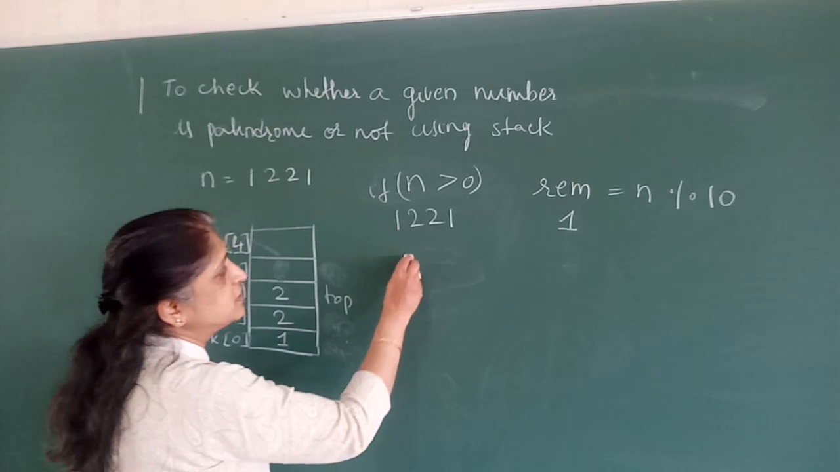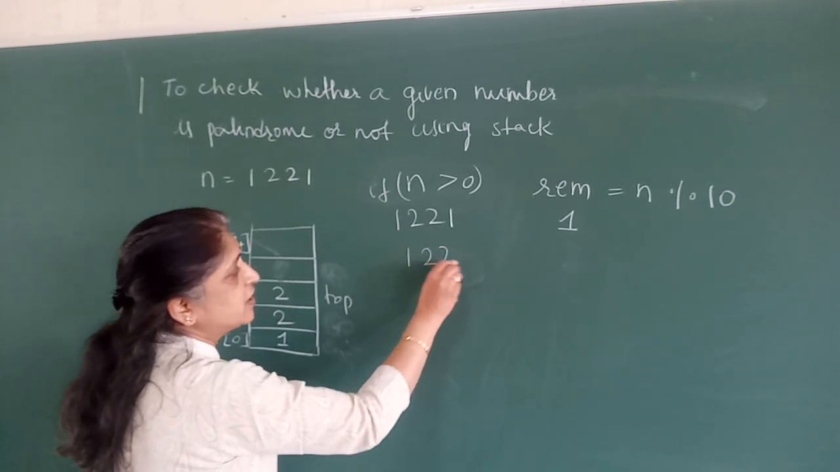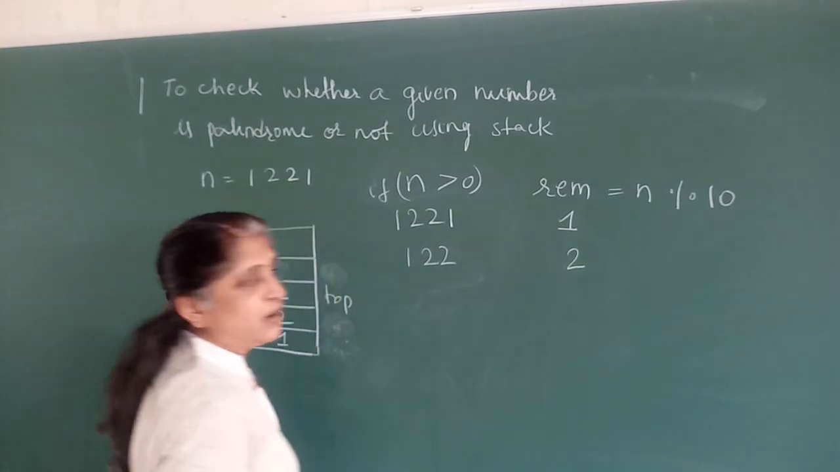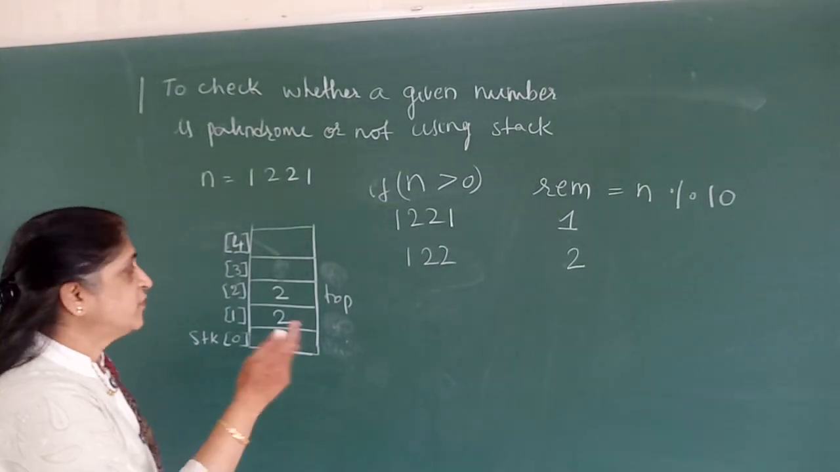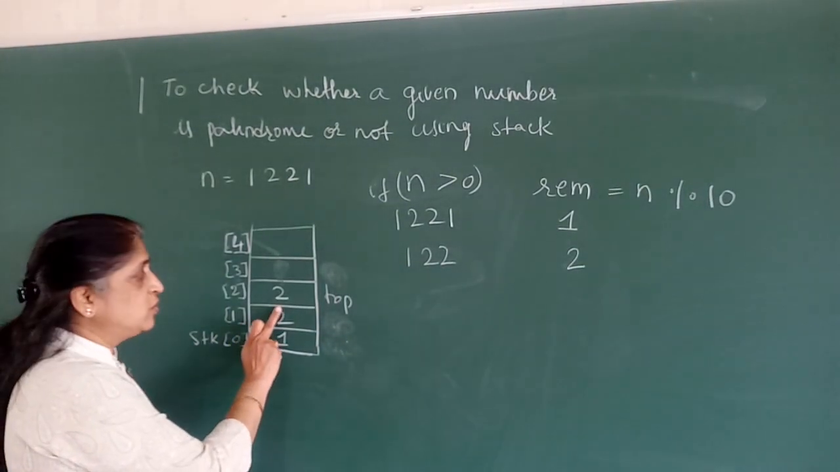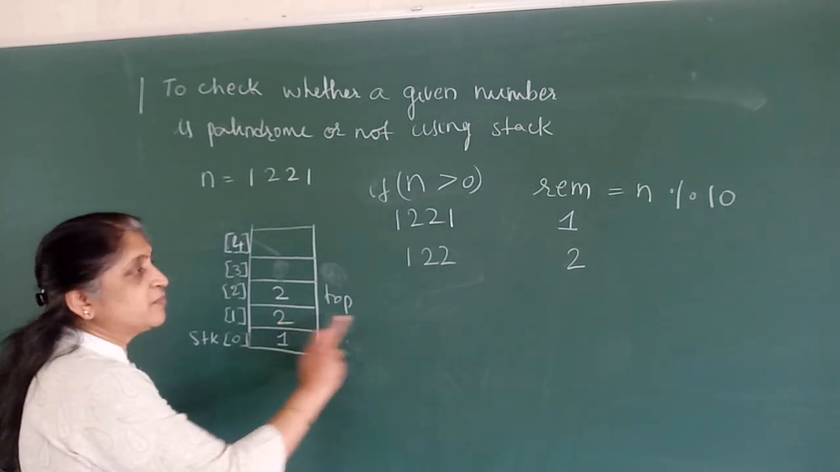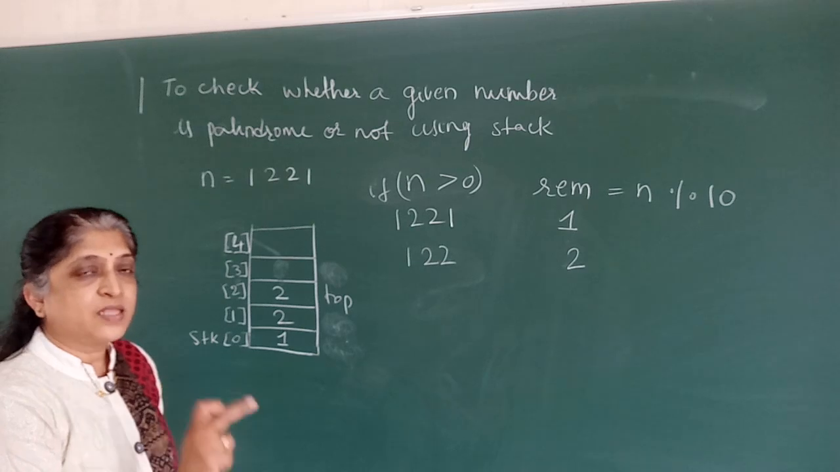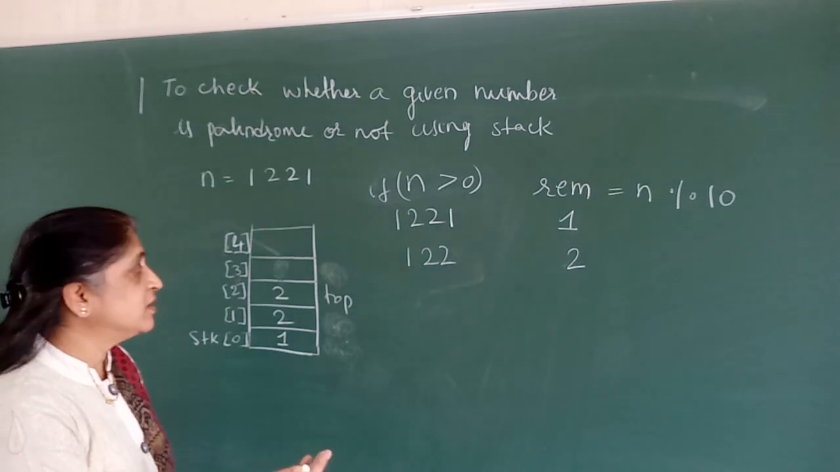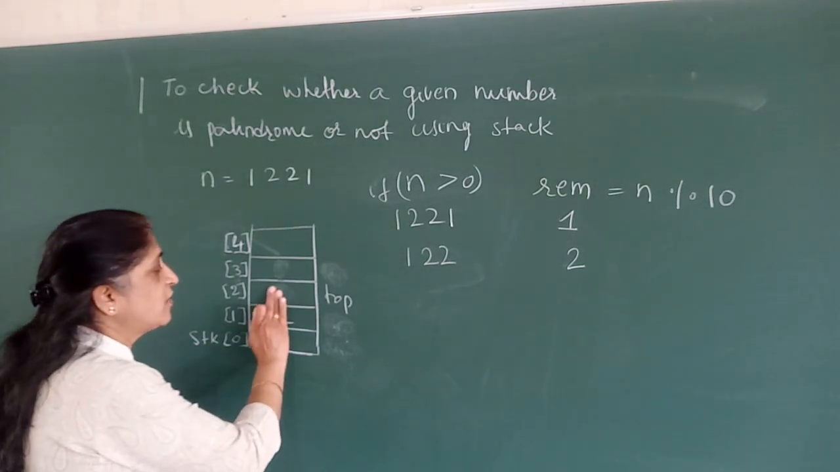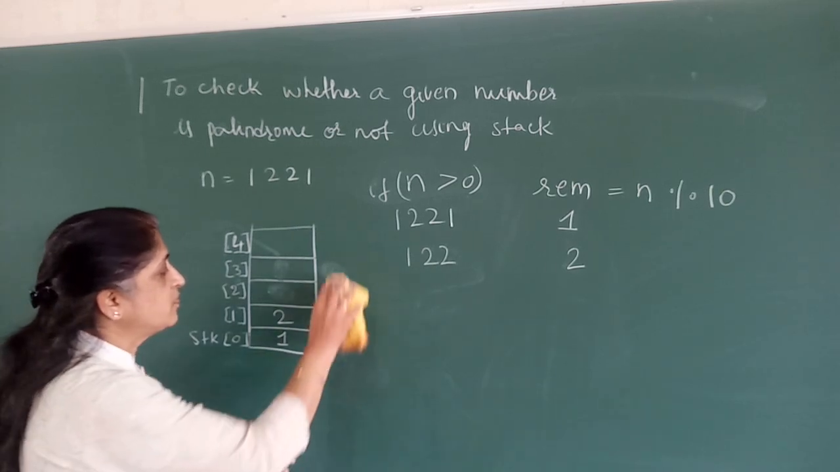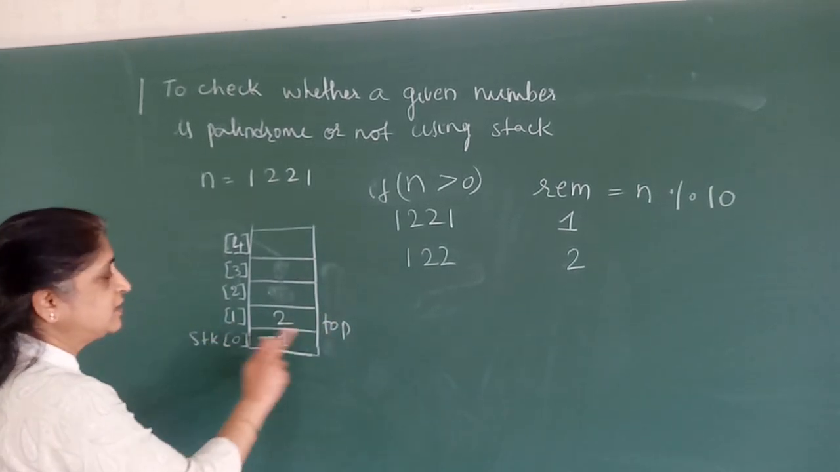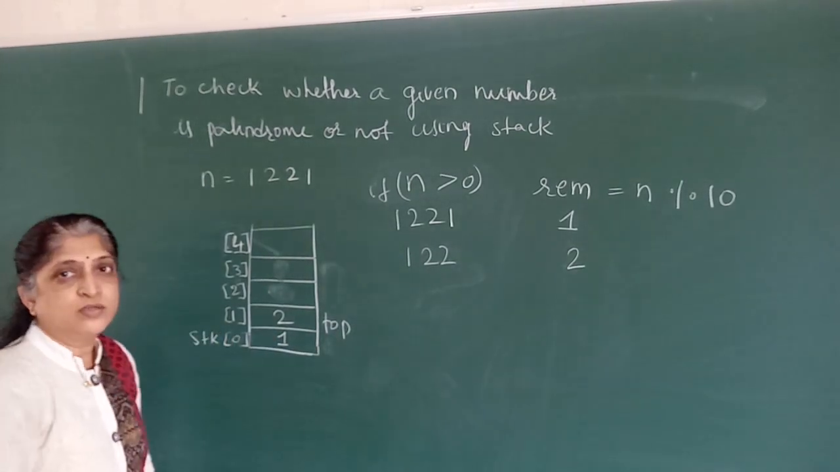Perform the same operation, divided by 10, that is 122. Perform the mod operation, you get a remainder 2. Now pop from the stack. On top of the stack we have 2. 2 is popped. Compare the popped element with the remainder. It is same. That means again the number may be a palindrome. So I have popped this. Now the top is the index 1. That is, at the index 1 we have the element 2.